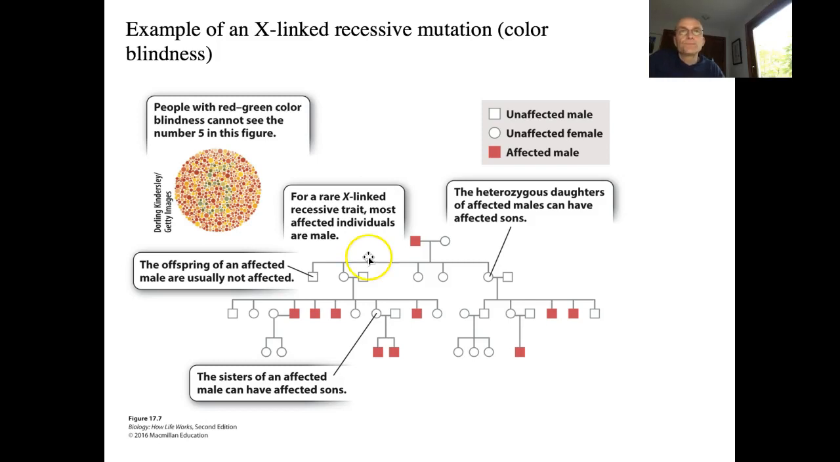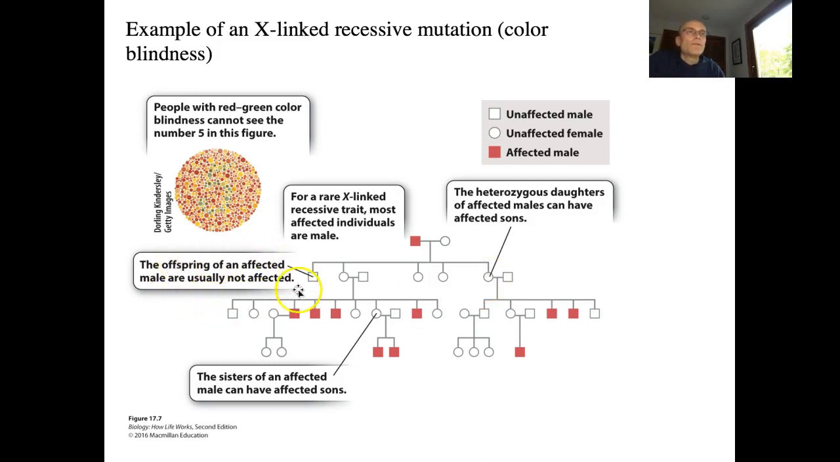And then we look for telltale signs, where heterozygous daughters of affected males, so this is a male and she is potentially heterozygous here because she doesn't show the trait, she's unaffected, but she's the offspring of this particular male that was affected. If she has affected sons, like here, then she must be a carrier.